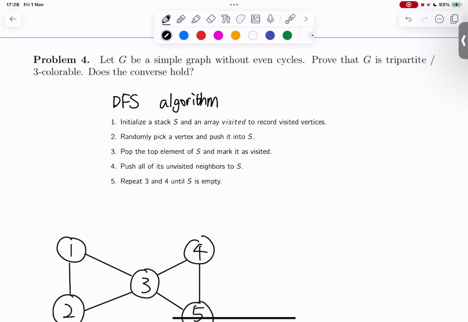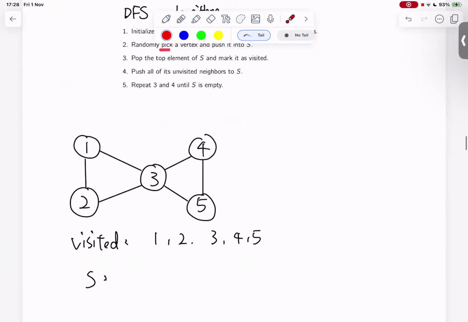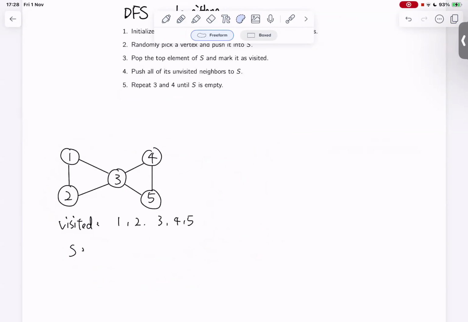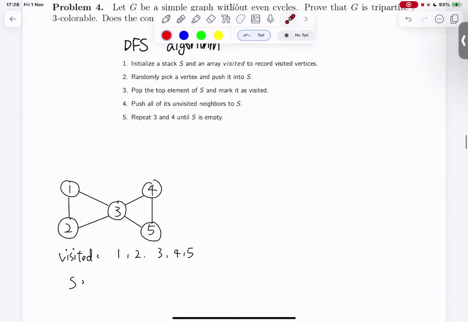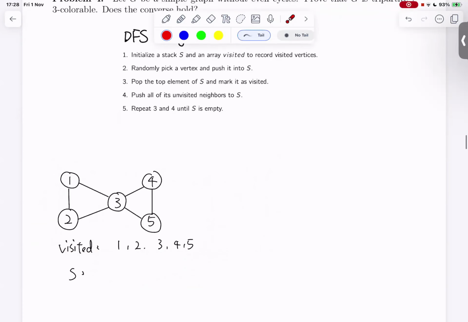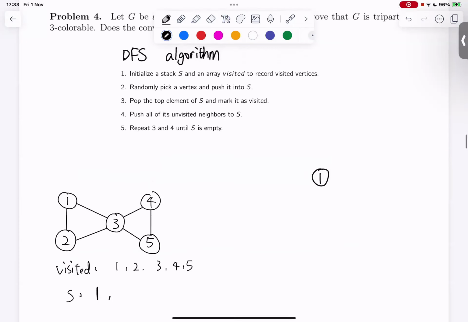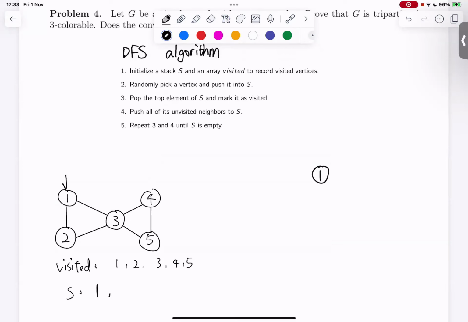We first initialize a stack S, and an array visited to record every visited vertex, and then we pick a vertex. Let me just go through it with this example. We have the array visited here to record whether we have visited these vertices, and the stack here. Let me create this DFS tree while doing the DFS algorithm. Firstly, we randomly pick a vertex and push it to S. Let's say we pick vertex 1. So we have the first vertex here, and we push it to S.